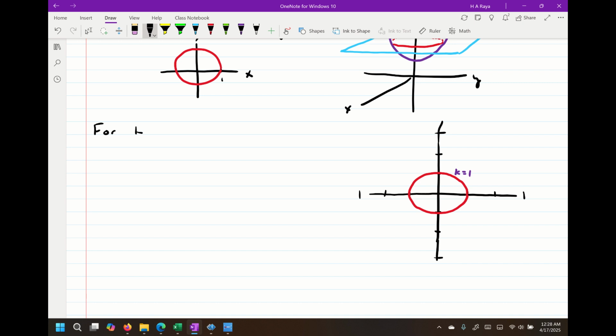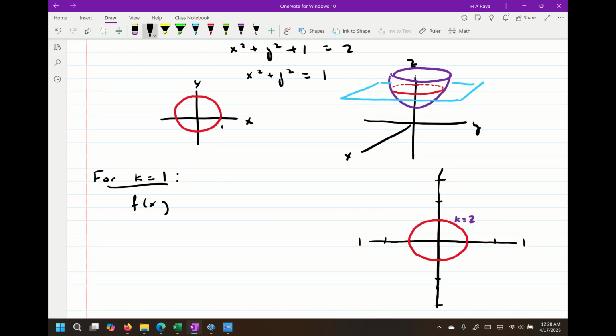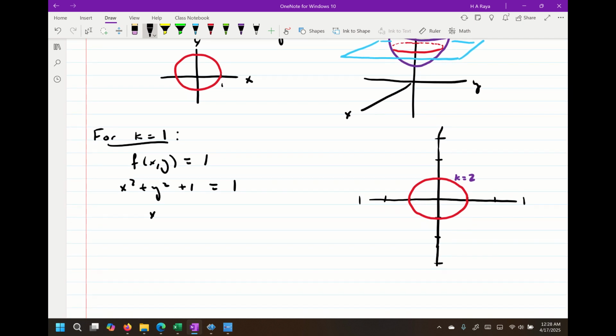Let's take a look at what the level curves look like. So that was the level curve for k equal to 2, not for k equal to 1. I made a mistake. Let's look at the level curve for k equal to 1. So we'll take our f of xy and set that equal to 1. f of xy is x squared plus y squared plus 1, and we're setting that equal to 1. Subtracting 1 from both sides, we have x squared plus y squared equal to 0. And consider what combination of x's and y's you would need to make this 0.